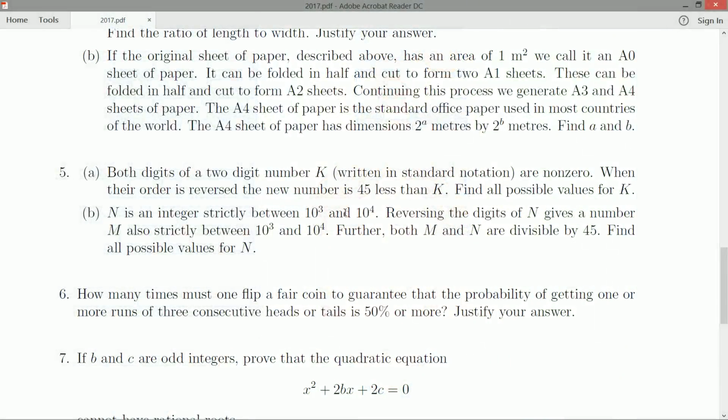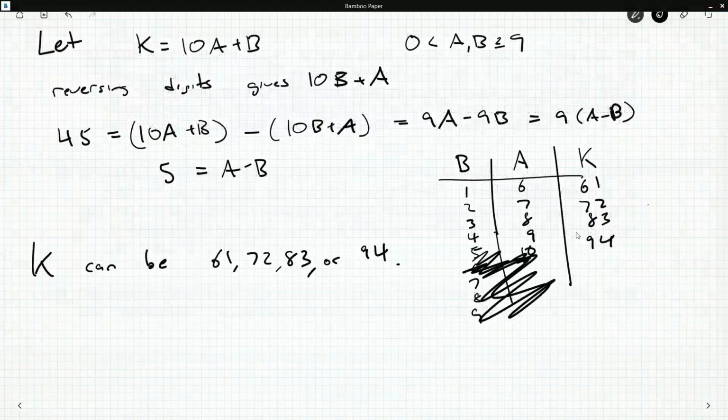Reversing the digits of n gives a number m, also strictly between these. Furthermore, both m and n are divisible by 45. Find all possible values for n. Oh, that's interesting. So we're not subtracting anything. Okay. So new sheet of paper.